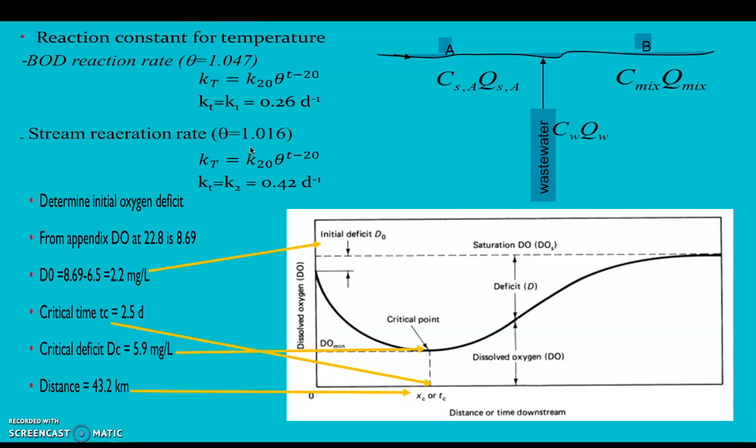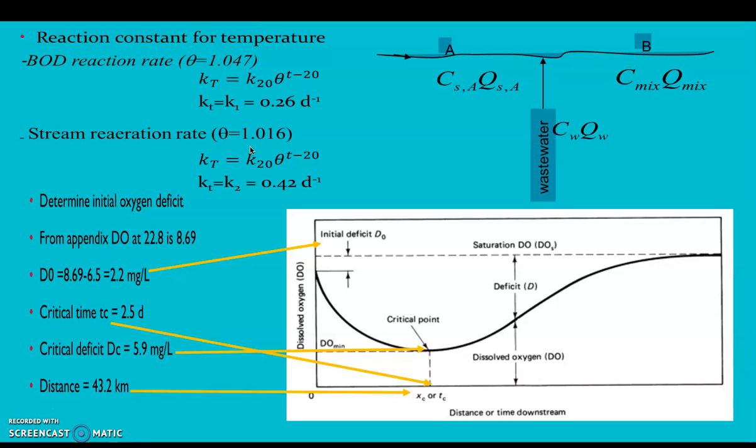Then you go to the temperature at 22.8, which is between 22 and 23. So it will give you somewhere between 8.68 and 8.83. So we get around 8.69. With the values of DO, K1, K2 at 22.8, you can calculate tc. So you get tc is around 2.5 days. Once you calculate tc, you can get the distance of the critical deficit.